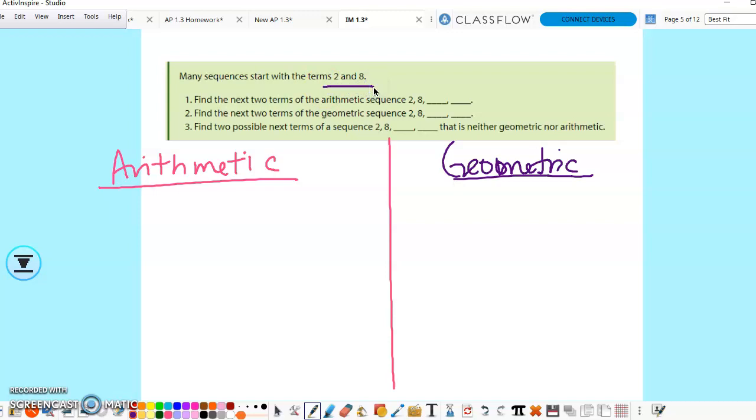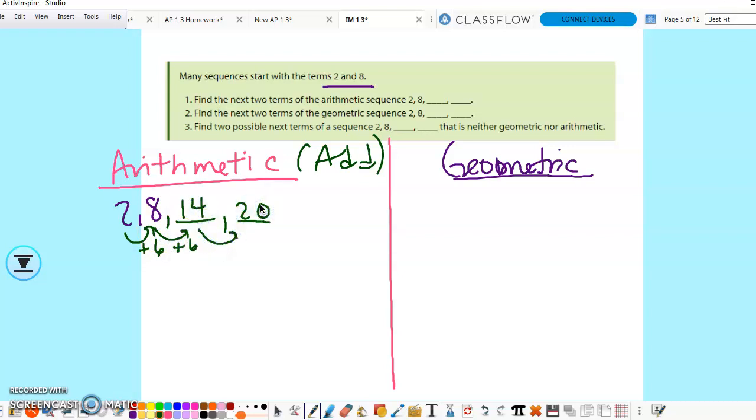So many sequences start with 2 and 8. So if it's arithmetic, what would the next two terms be? Arithmetic means we're adding by a constant. So what do we add? We're adding by 6, so add 6 each time, 14 and 20. This would be an arithmetic sequence because there is a common difference of 6.